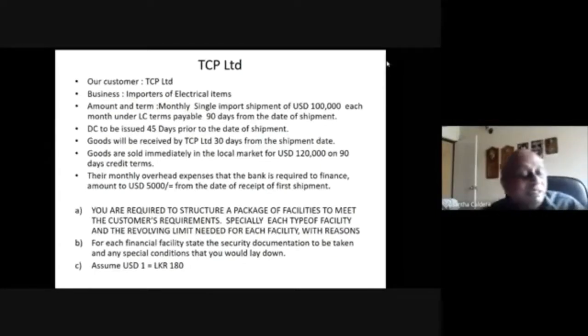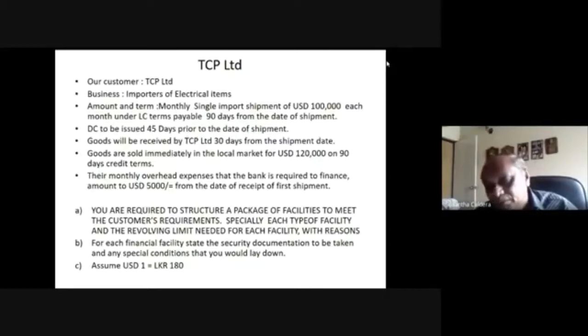All together 3 months enough. Right? I think you got it. And their monthly overhead expenses is 5,000 from the date of receipt of first shipment.